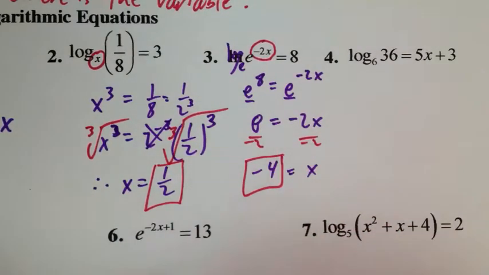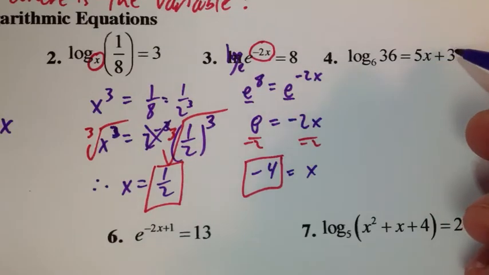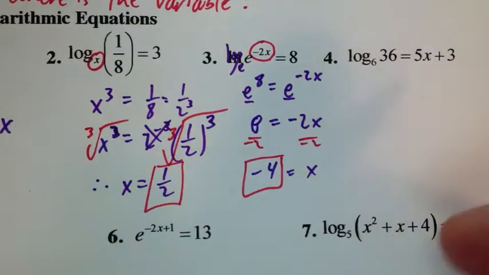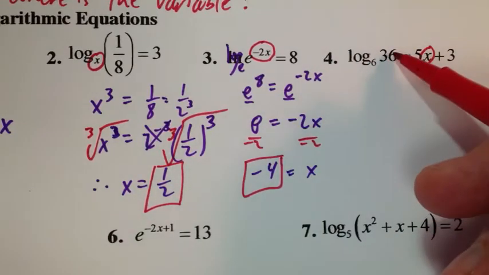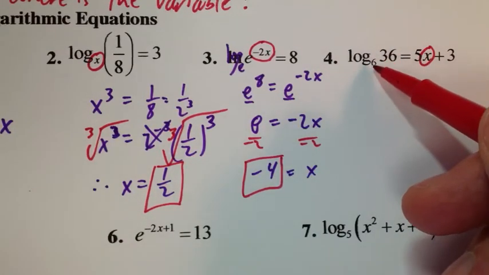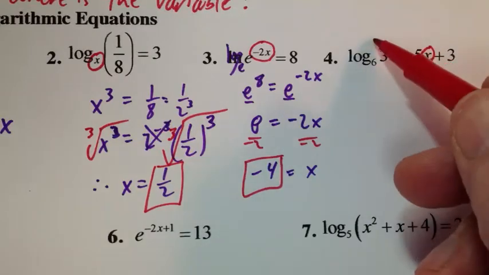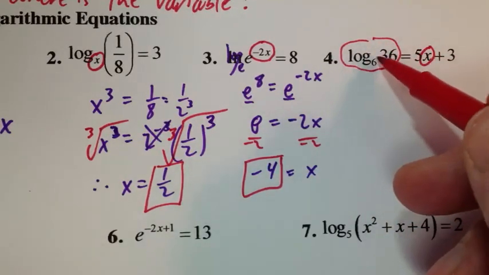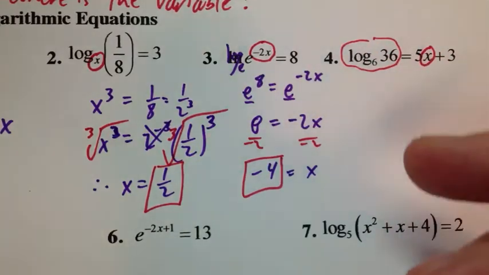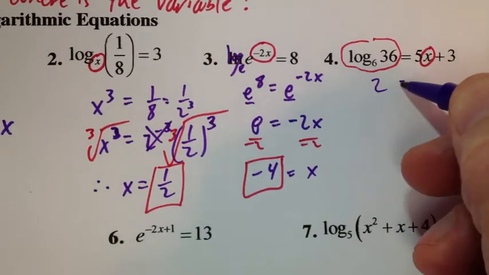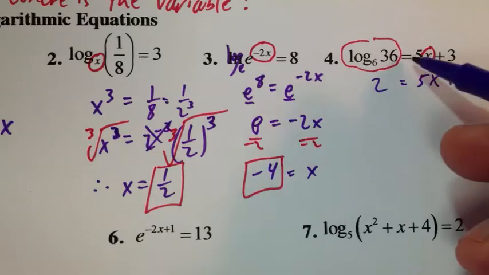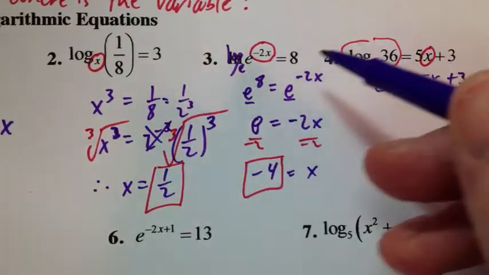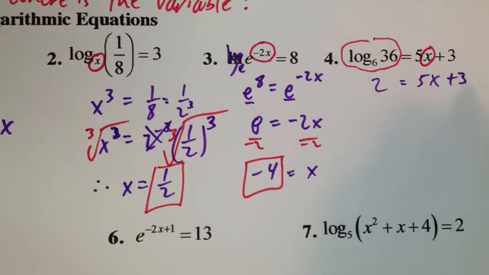Okay, over here we see where the variable is. The variable is not locked up in the log. It's not in the argument, it's not in the base. Therefore, we don't have to convert to exponential form. We know that the log base 6 of 36 has a value of 2. So when students get locked into a rhythm, they think, oh, I've got to convert to exponential form every time. Well, guess what? You don't have to do that.